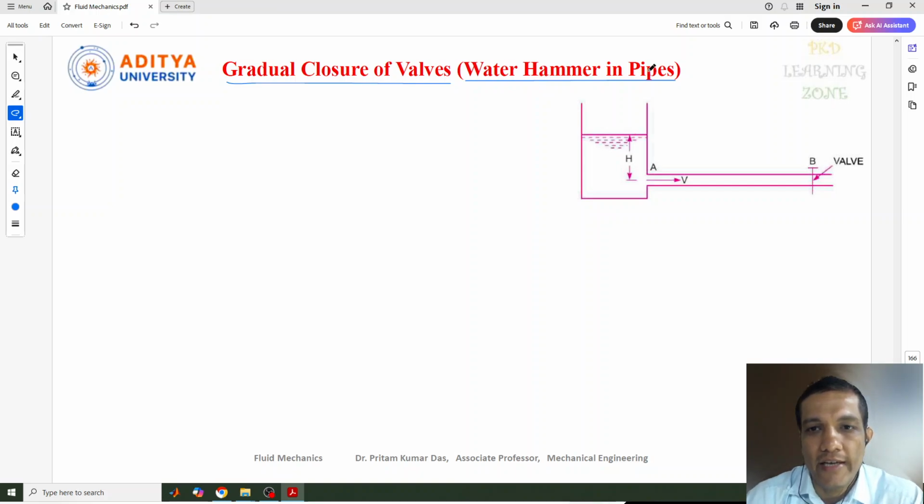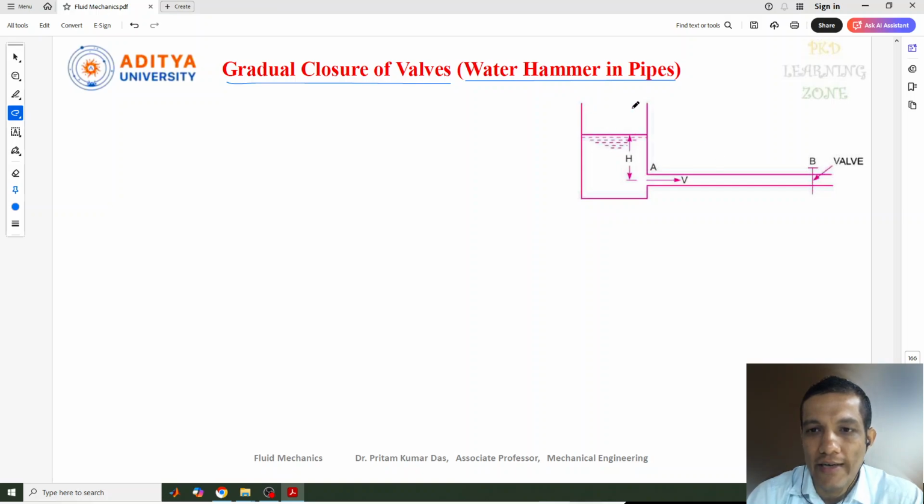So in our last lecture we already discussed water hammer in pipes, and there we considered a similar kind of diagram to understand the concept. As I told you, gradual closure of valves is one of the conditions in water hammer in pipes. So let me give a brief introduction about this picture.